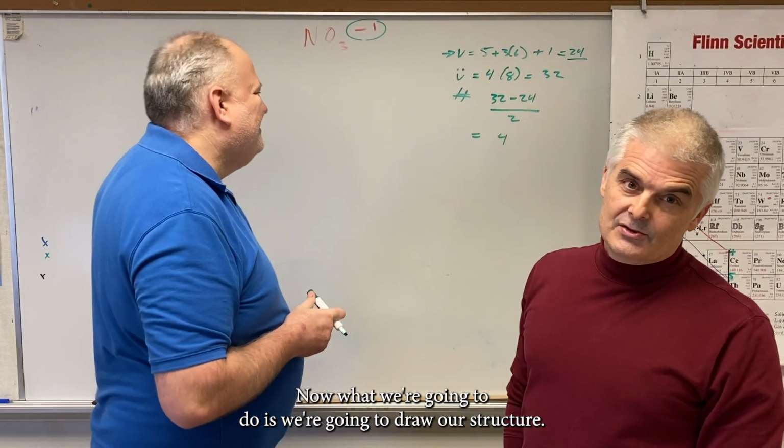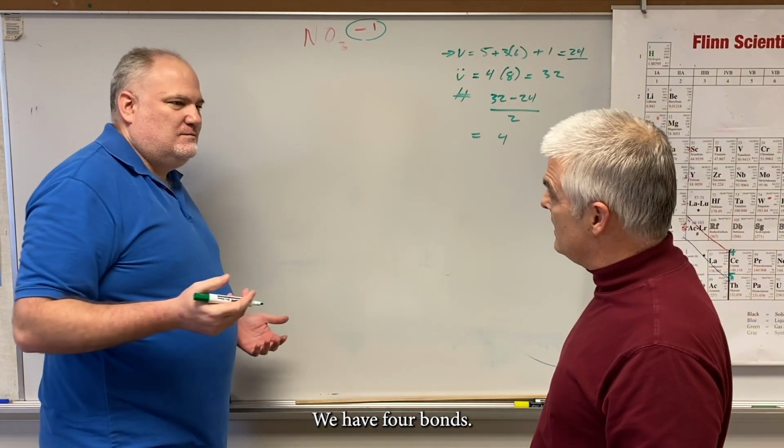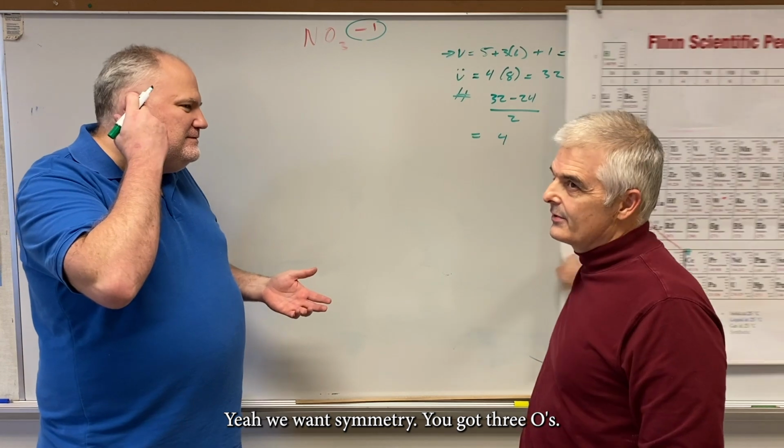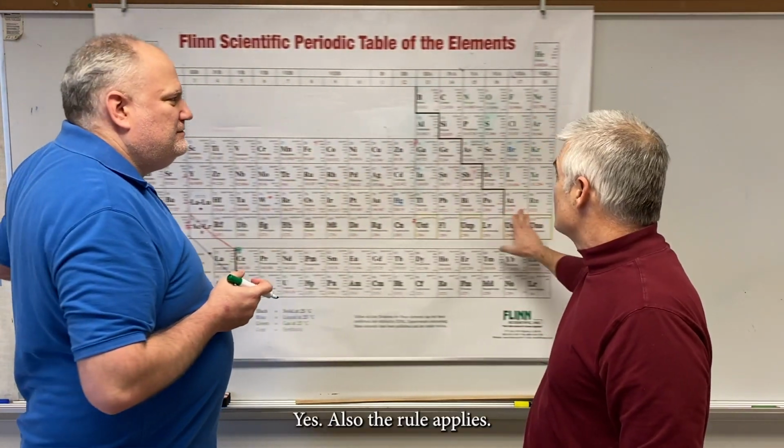Now, what we're going to do is draw our structure. We're going to have 4 bonds. Now, which one is the central atom? We want symmetry. You've got 3 O's. But also, the rule applies.